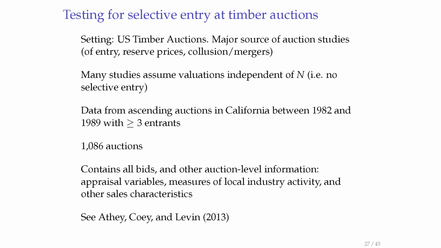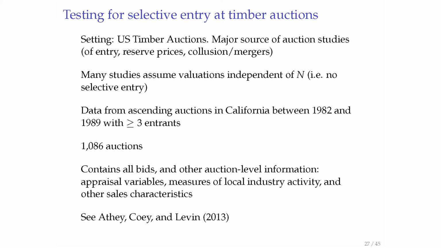So we go through and apply this to a couple of different data sets. When we look at timber auctions, which is one of the most widely used settings in the empirical auctions literature, people have made this assumption that valuations are independent of n. They've also studied collusion and mergers, and they've also studied the effects of using an optimal reserve price on the seller's revenue. And in many cases, the models they use to attack these problems are very complex.